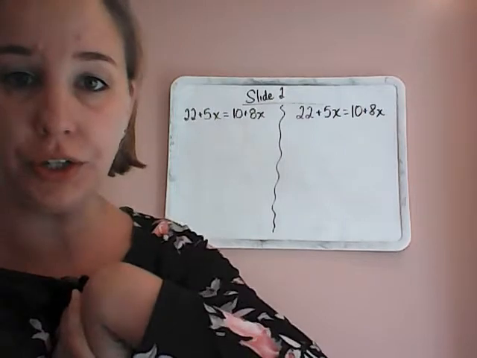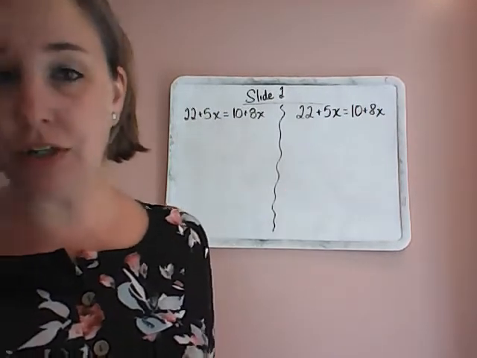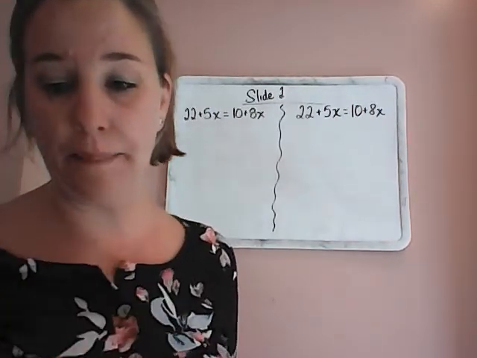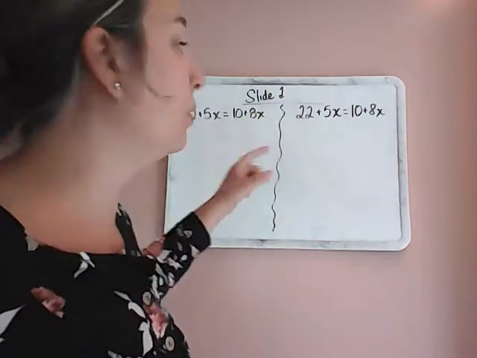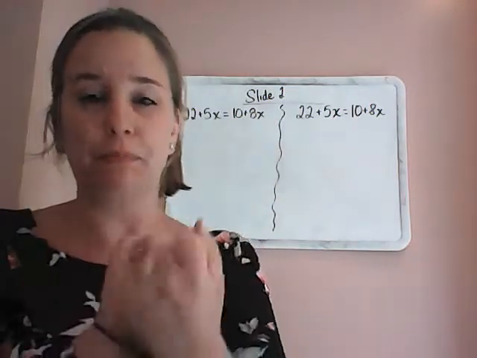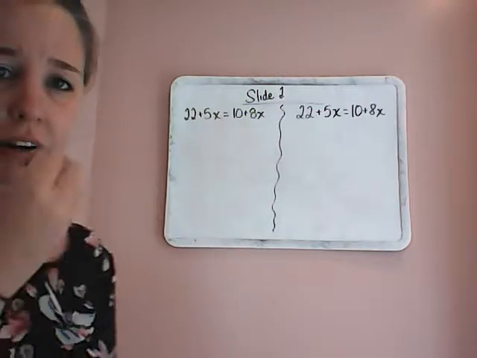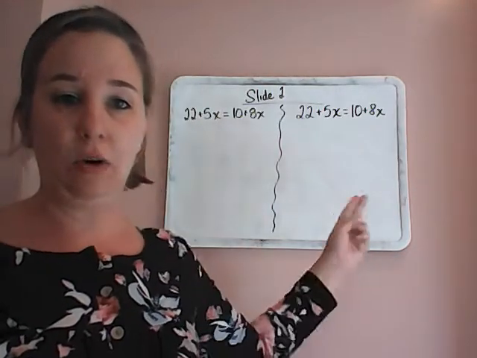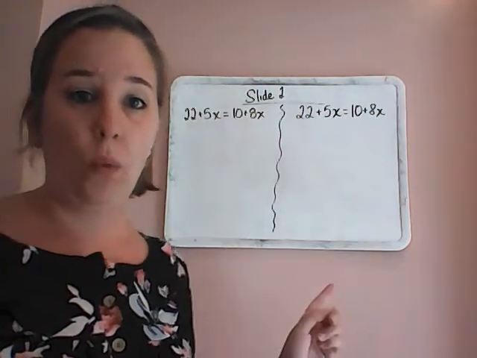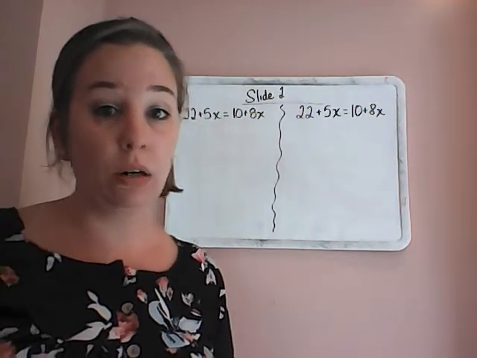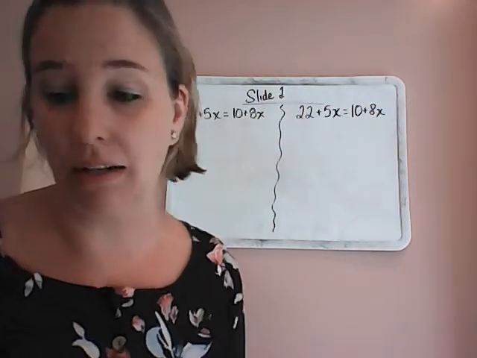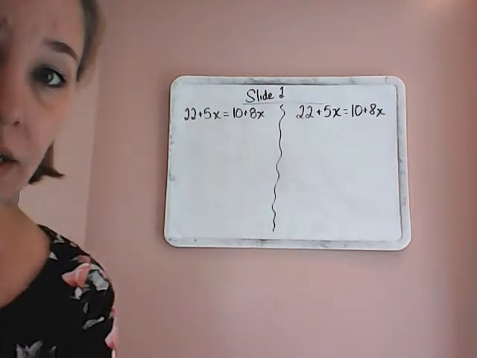Okay, so slide 2. Here's the problem. I'm going to show you two different ways to solve it. One where I'm getting the variable over to the left side because some people prefer that. They always see it over there and they want that. And then over here, I'm going to show you the other way, which keeps your variable term positive. Some of you guys like that a little better. So let me get started over here.